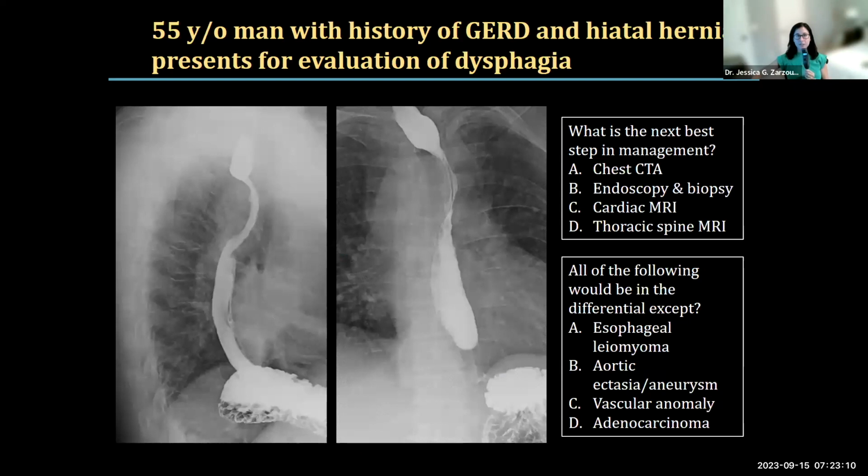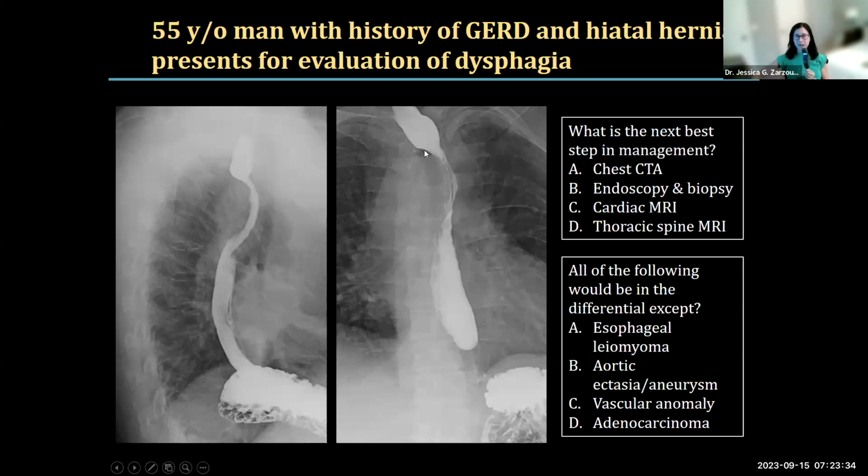Okay, this is another patient who is a 55-year-old man. He presented with gastroesophageal reflux and hiatal hernia and was having dysphagia. So here we see this kind of smooth compression along the upper thoracic esophagus. And so the best next step in management here is going to be chest CTA.